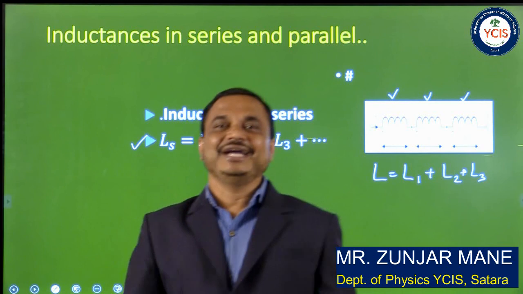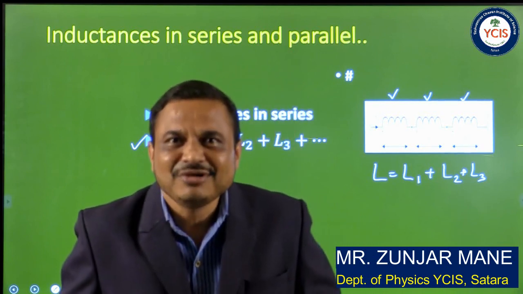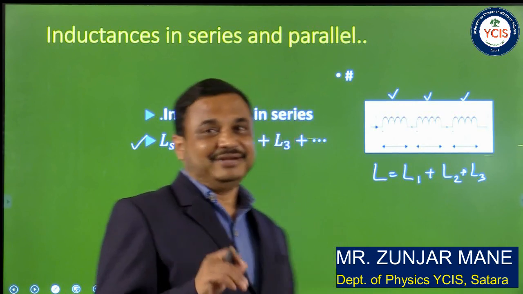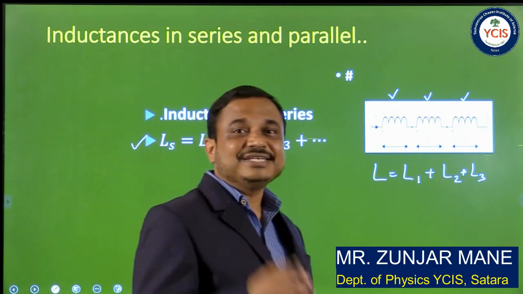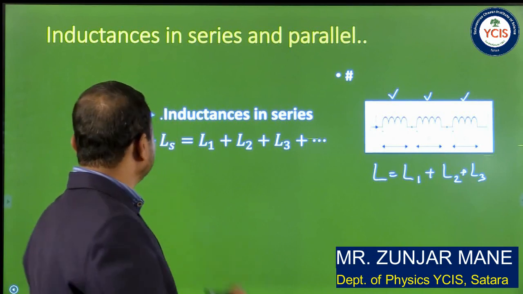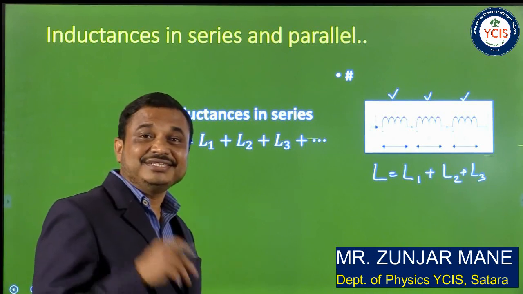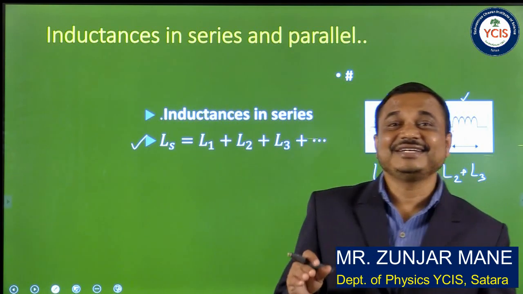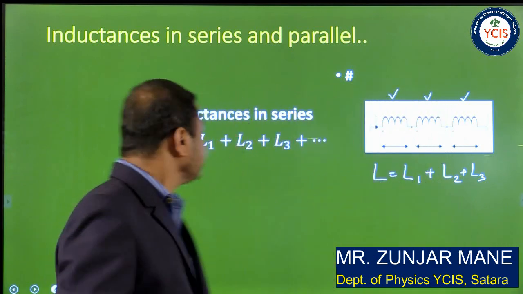So it is clear that to increase the inductance of a circuit, the series combination of inductances is required, because the effective inductance is greater than the individual inductance of any inductor. So this is the first combination, that is, inductors in series. Then the next is inductors in parallel.